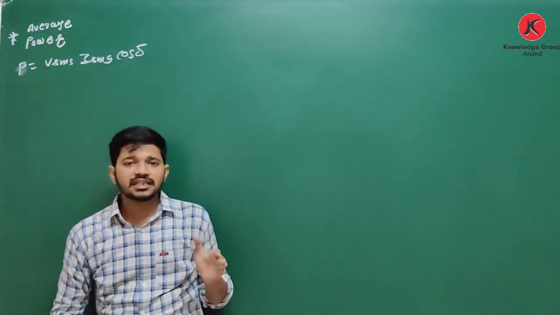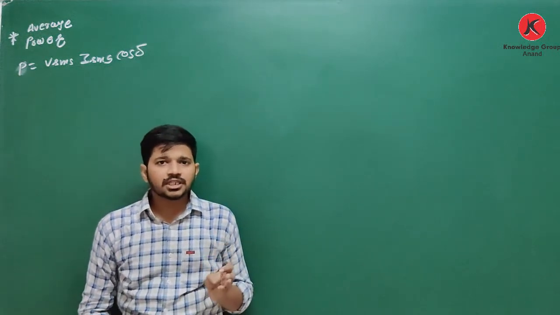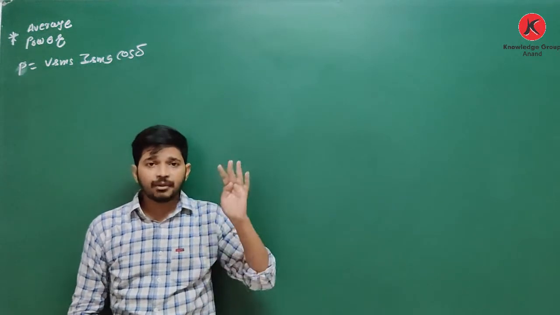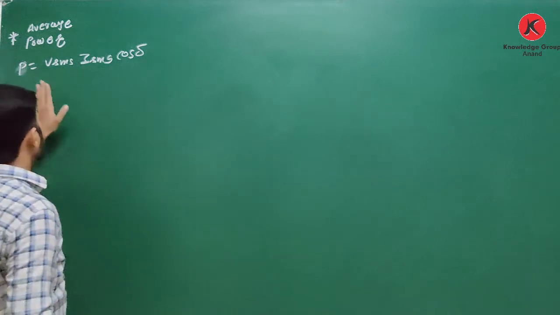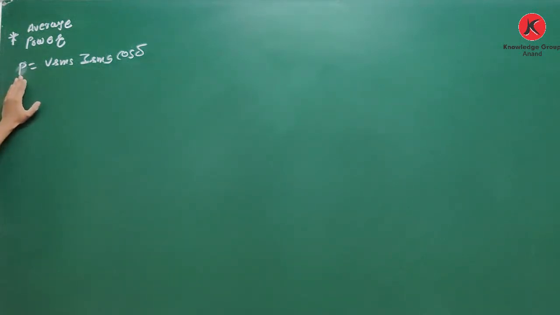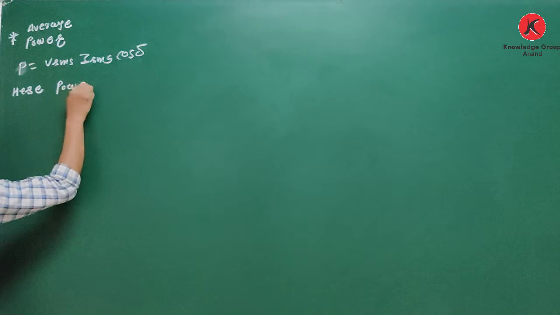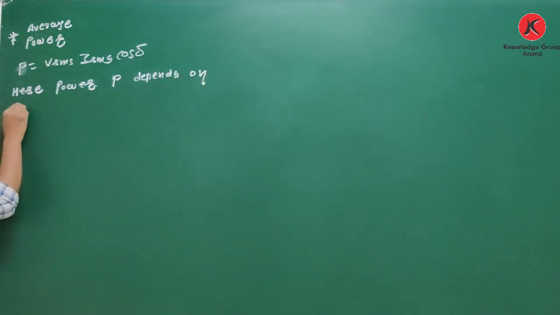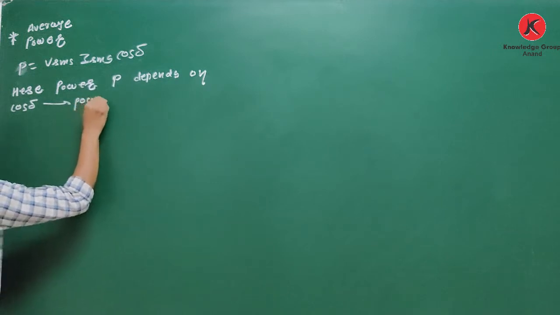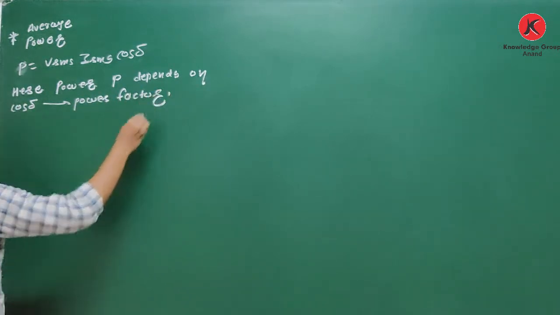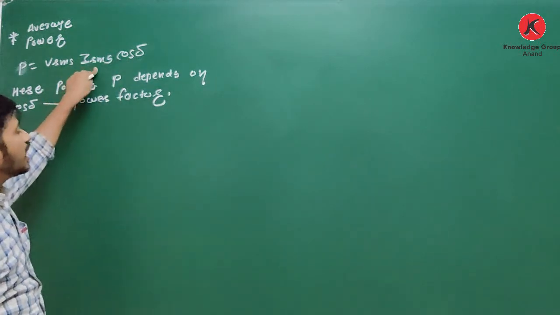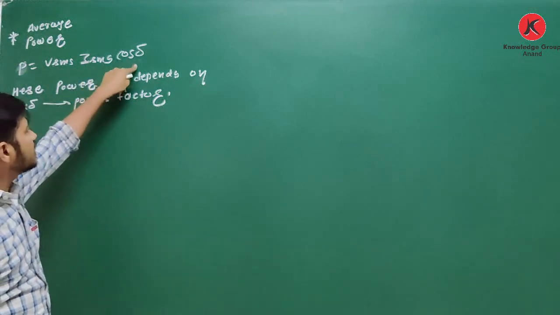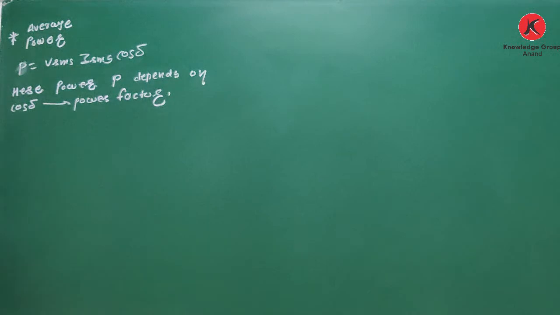And we know that for different circuits, the value of del is also different. For only a pure resistive circuit, for only a pure inductive circuit, for only a pure capacitive circuit, the value of del is different. And yes, therefore this average power P over a period also varies from circuit to circuit. So this power P depends on cos del, and this cos del is called the power factor. Because according to this equation, if Vrms and Irms are fixed for a given circuit, then due to this cos del, that is the power factor, the power varies.